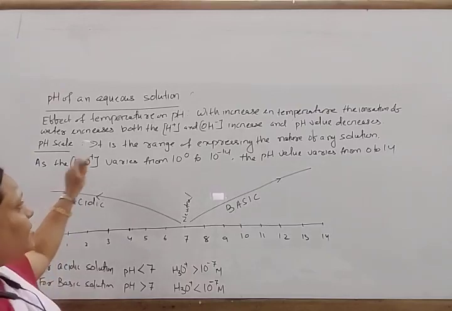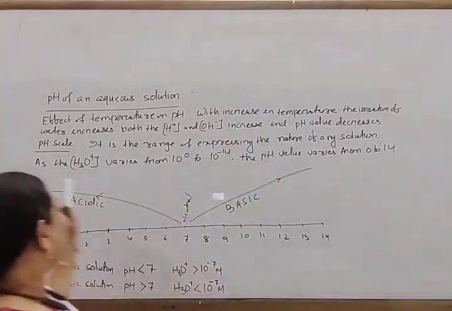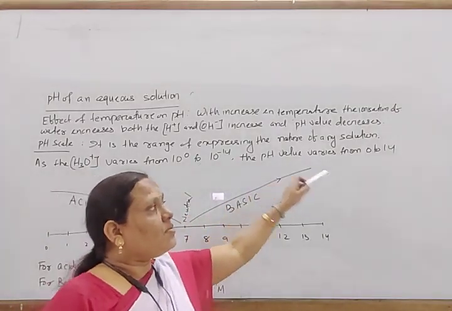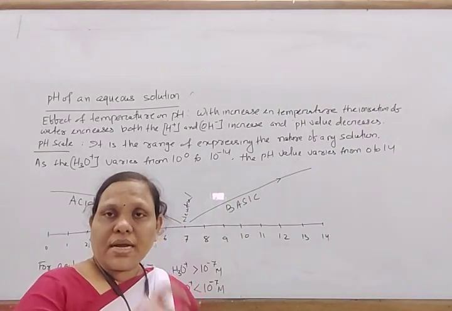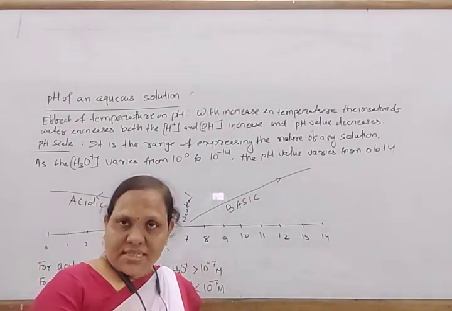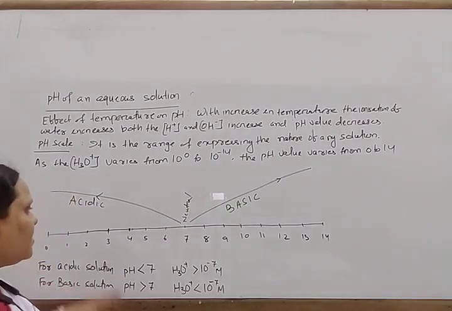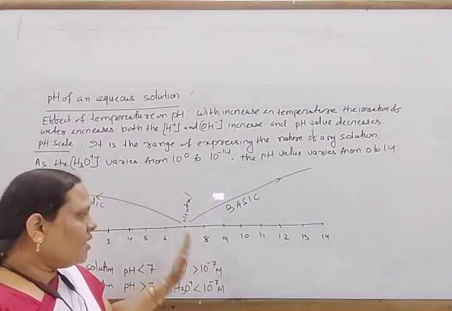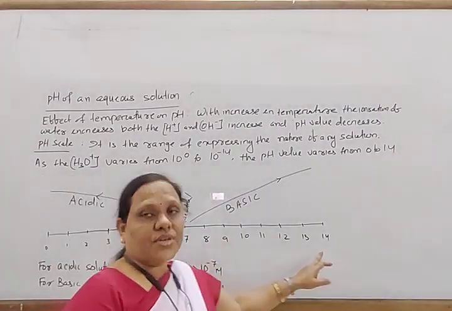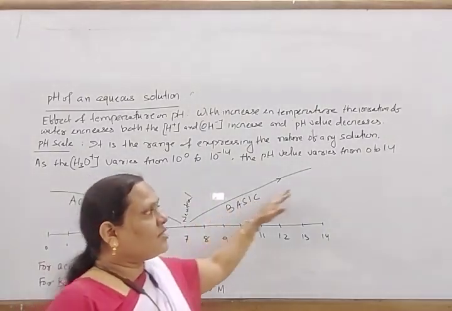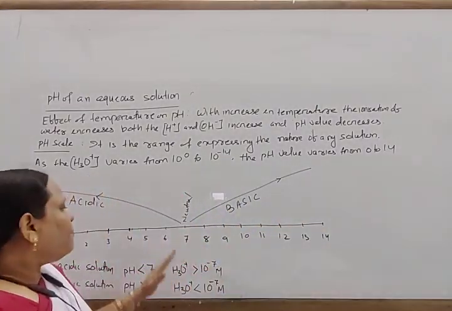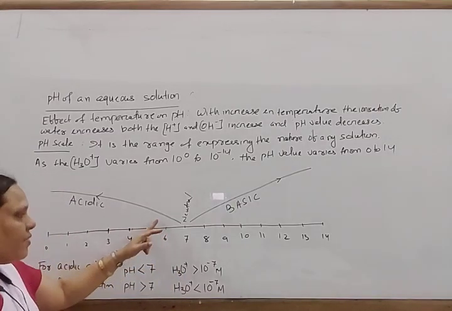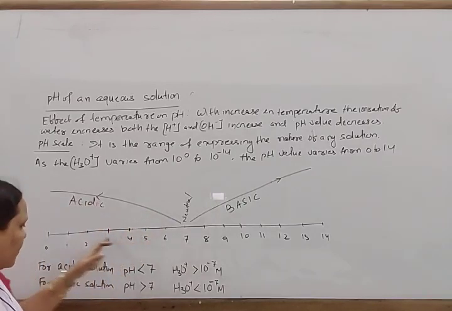So the pH scale is the range for expressing the nature of any solution, and the H3O plus concentration varies from 10 to the power 0 to 10 to the power minus 14. The pH value varies from 0 to 14, because pH is minus log of 10 to the power minus x. Look here. If the pH value is 7, this is neutral, and if the pH value is between 7 and 14, this is basic, and the basic character increases with increasing number. If the pH value is between 7 and 0, then this is acidic, and the acidic nature increases with decreasing value.